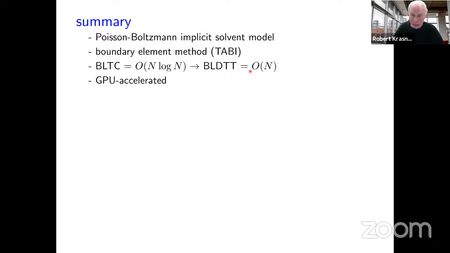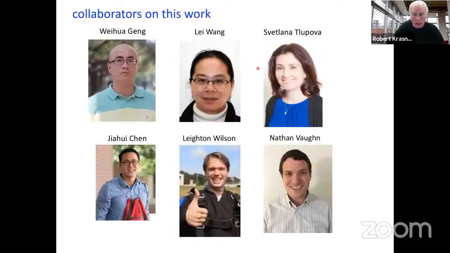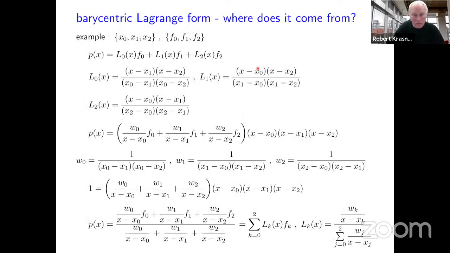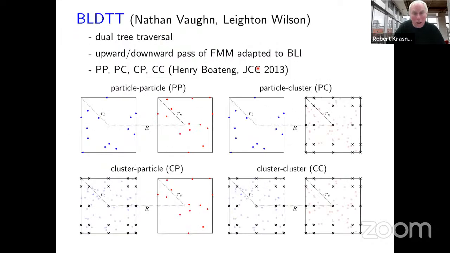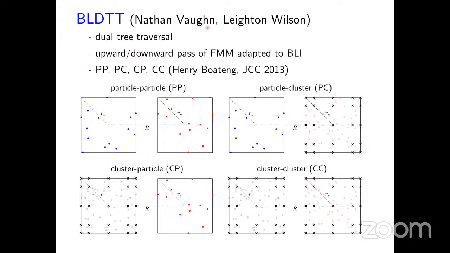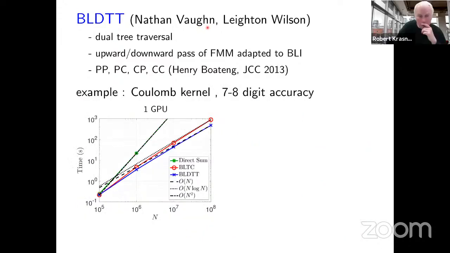But we certainly have. In fact, I have the pictures here if you want to see. Let's see, I did make some extra slides here. This is this BLDTT algorithm. But let me not get to the details of it. Yeah, this is a good comparison. So this picture here, this is time and this is number of particles. And it's just a direct sum of Coulomb potentials. But we set the parameters to get about 7 or 8 digit accuracy. And the direct sum shoots up like this.